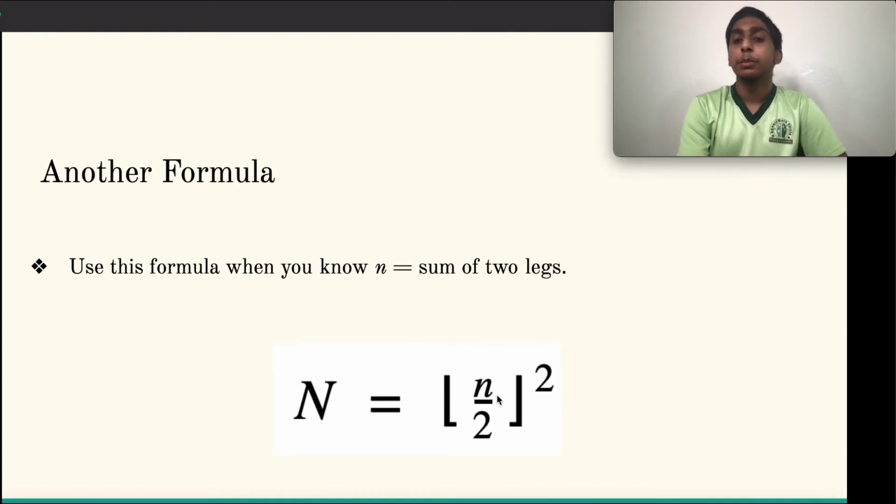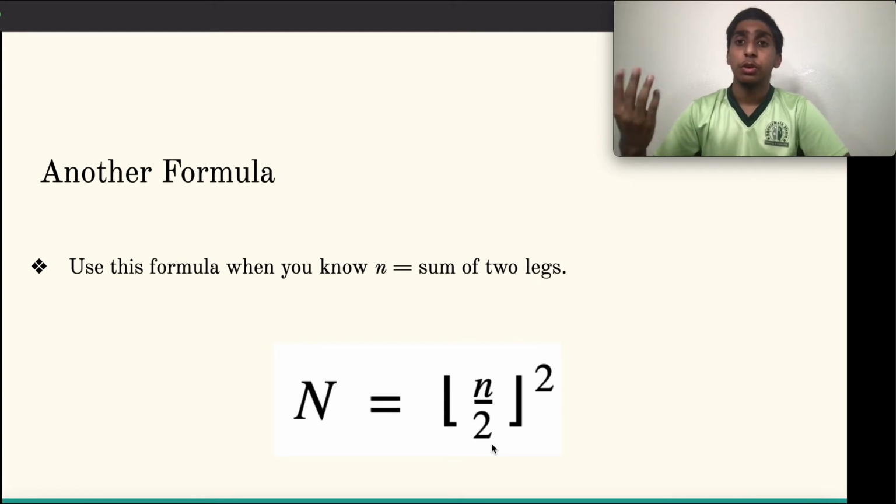Again, in this formula, what you're doing is n divided by 2. Then you might see this weird bracket-like symbol. This does not mean brackets. If it doesn't have the top part of the bracket, simply the bottom part, like an L on either side, this means you have to move it to the nearest integer. So if it's 7.99, I move it to 8. If it's 7.3, I'll move it to 7, and so on. And I square this. That's how I find the number of possible triangles if I'm given n is equal to the sum of two legs.